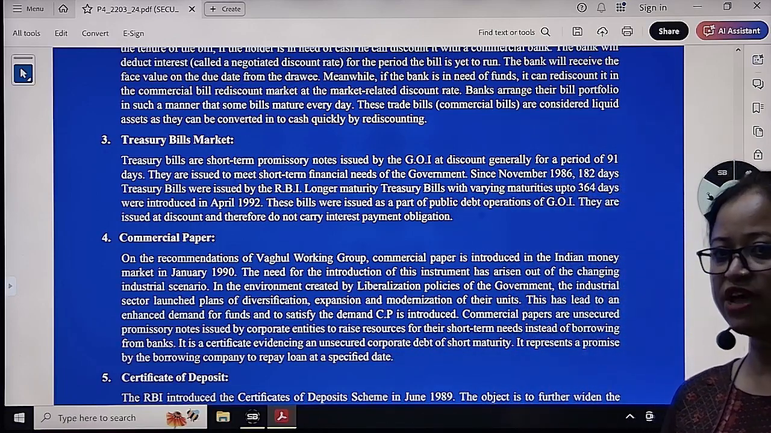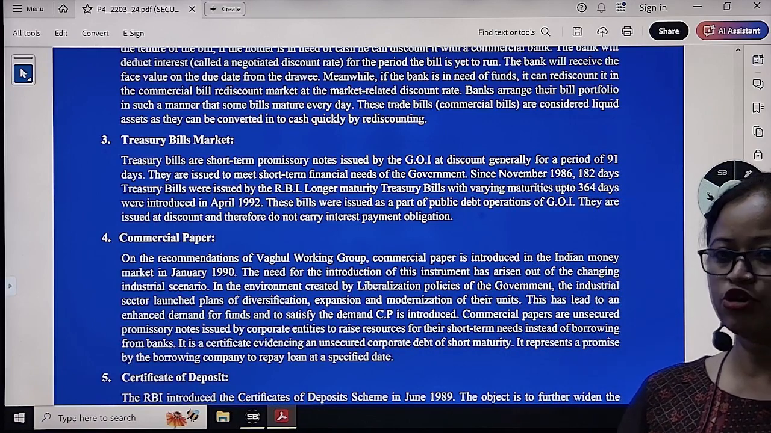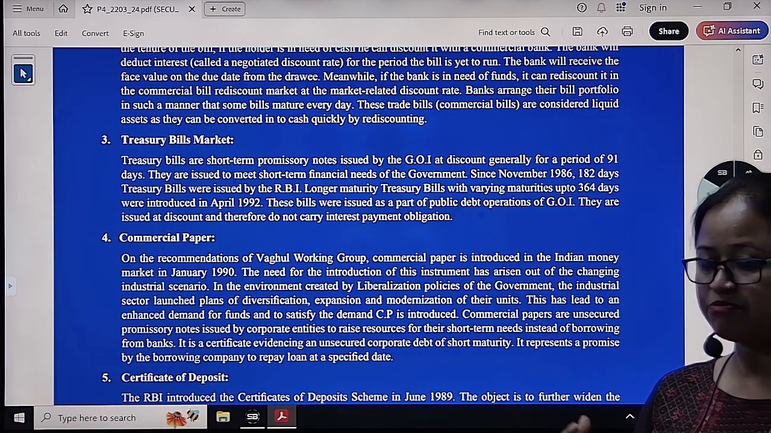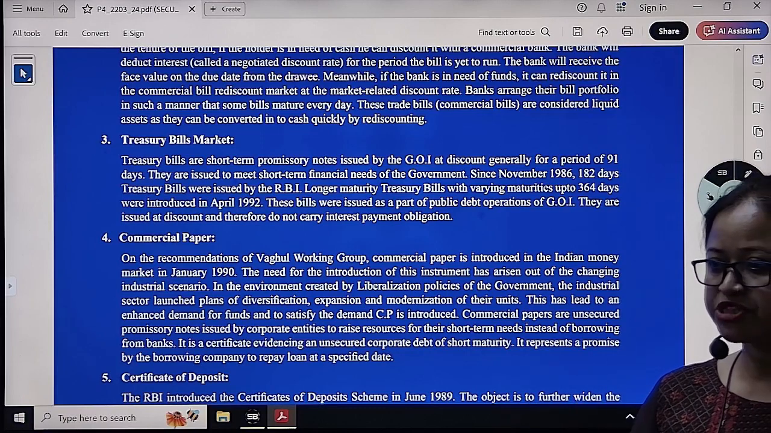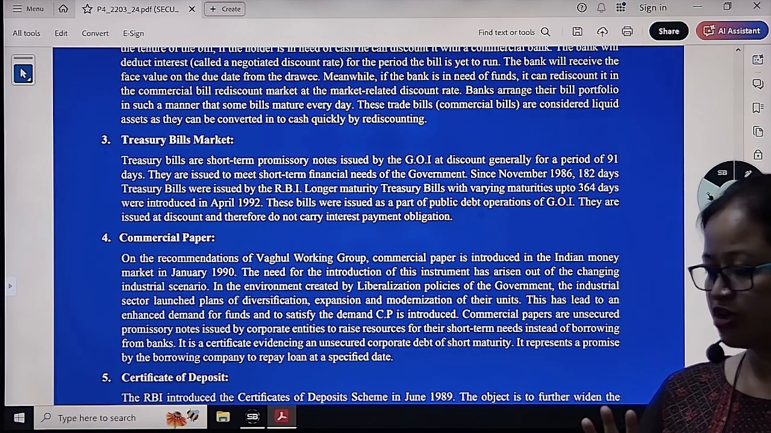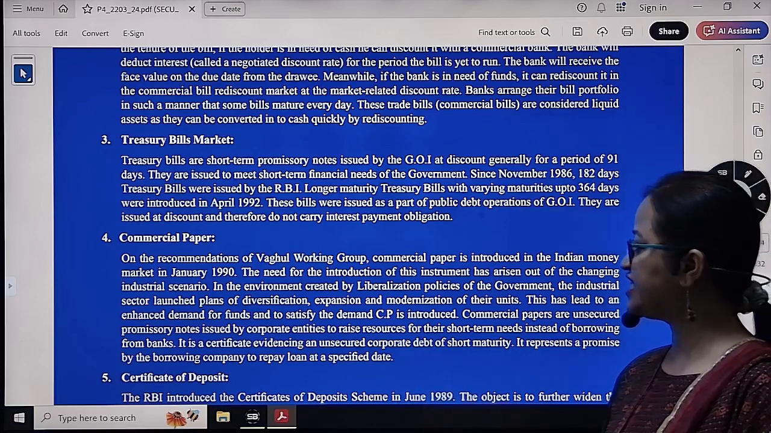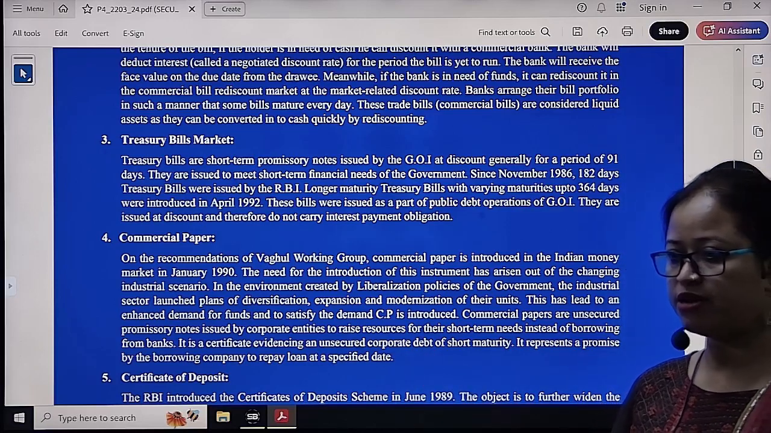So repaying the loan means what? Whoever is investing in or buying commercial paper, the company is promising them. That's why it's a promissory note, promising them that on the specified date we will repay the loan.